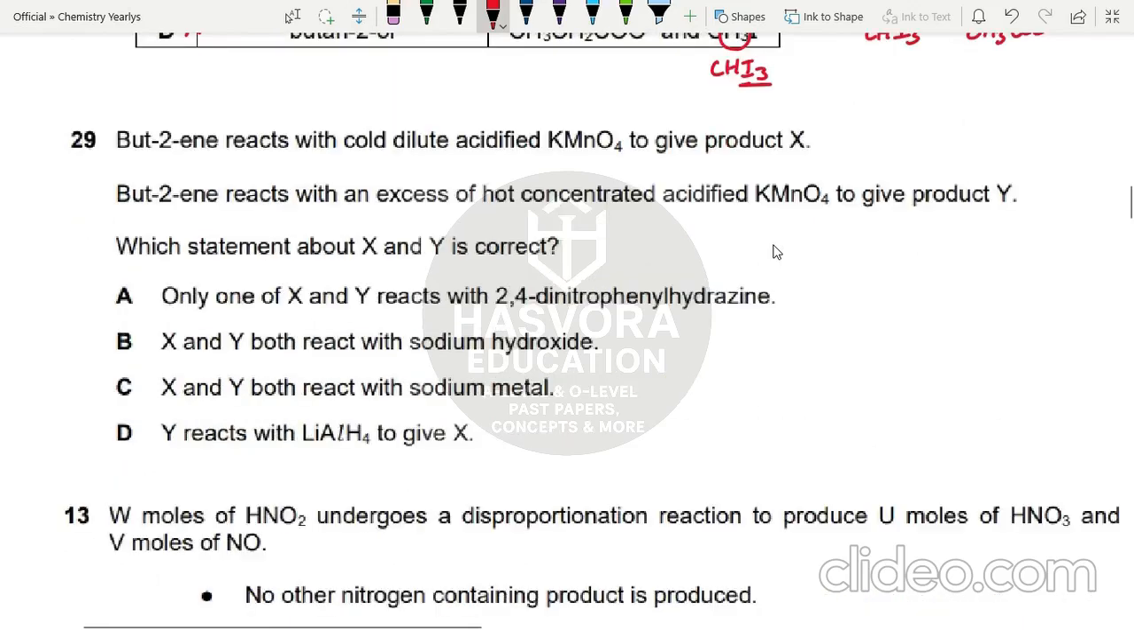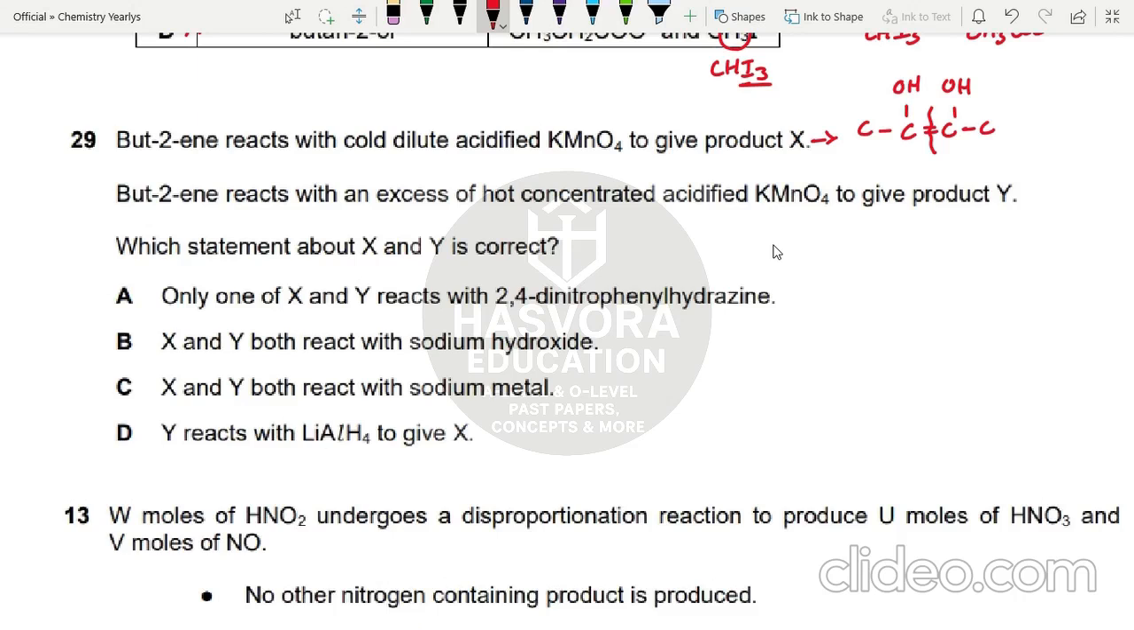Question 29 says butene reacts with cold dilute KMnO4 to give product X. So let's find out the product X first. So it is butene, okay? Now what will happen when it reacts with cold dilute KMnO4? This double bond will terminate. This will form OH here and OH here. So this is actually a dihydroxyl group compound.